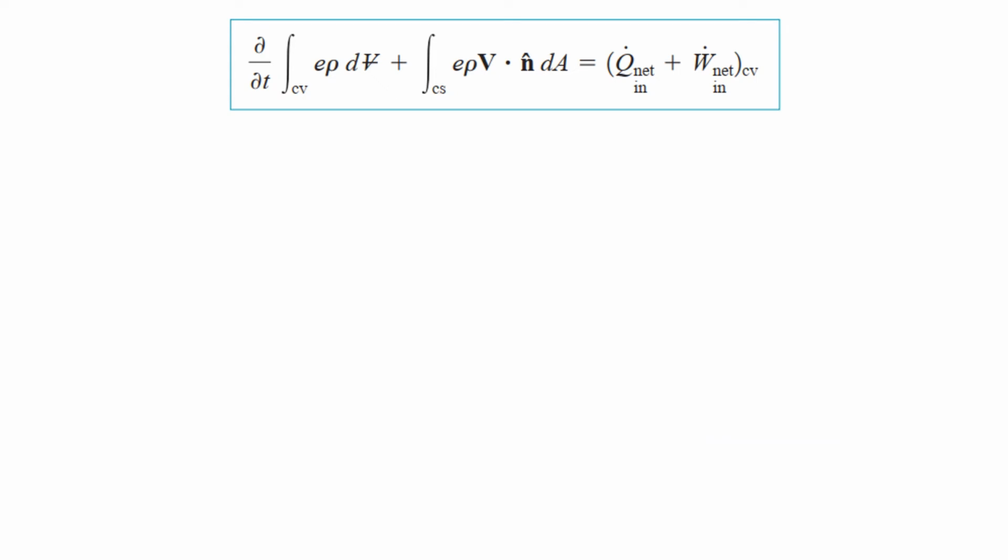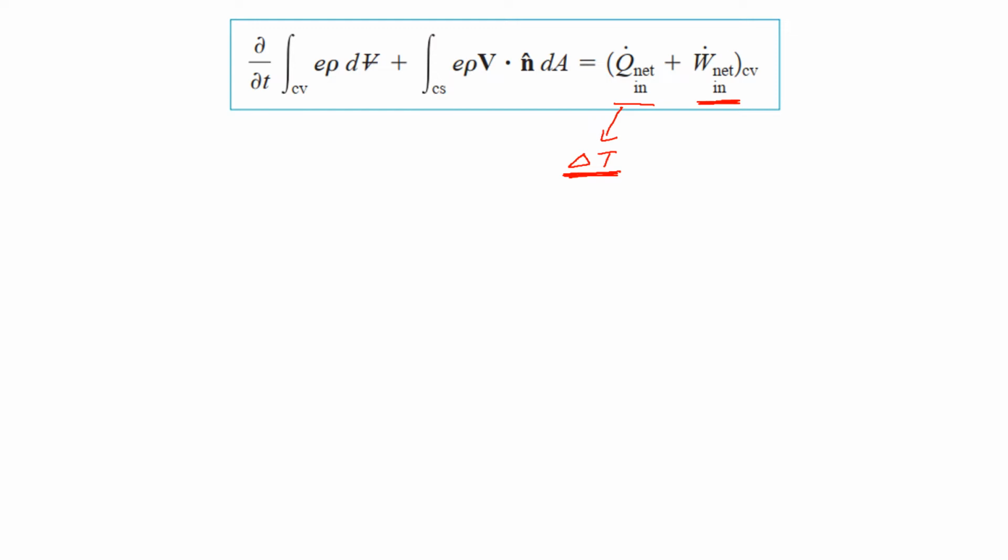Now let's see the right hand side of this equation, that is the net rate of heat transfer and the net rate of work transfer. Heat transfer occurs due to change in temperature, meaning the net change in the total energy of the system can occur by adding heat to the system or by extracting heat from the system. So that occurs due to change in temperature. But what about work transfer? How will the net change in energy occur due to work transfer?